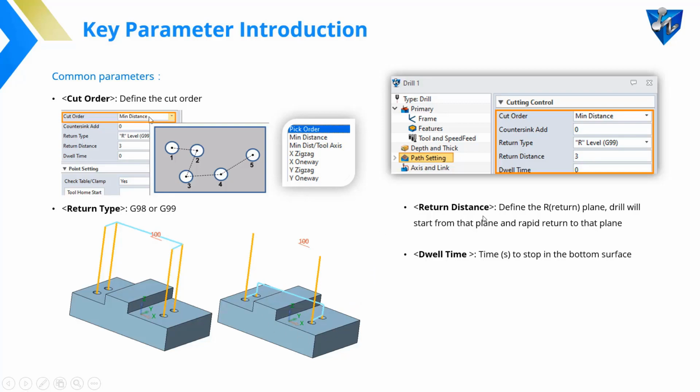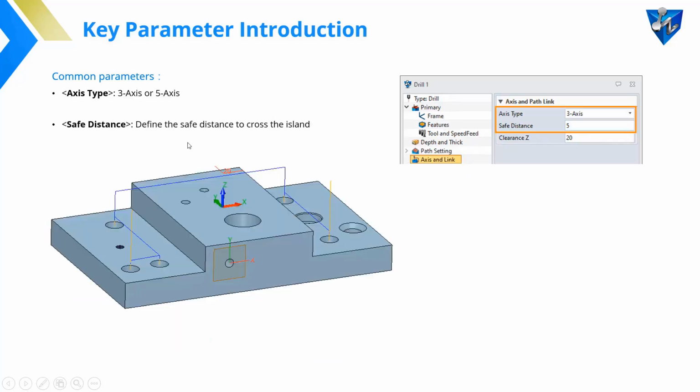And the return distance, so we can define the return distance, and the drill will start from that plane to do the drilling and then rapid return to this plane. The dwell time defines how long to stop at the bottom surface. The unit is seconds. And also the access type and the safe distance are defined in the access and link. We can define the access type as 3 axis or 5 axis, and define the safe distance to cross the island, as you can see from here.